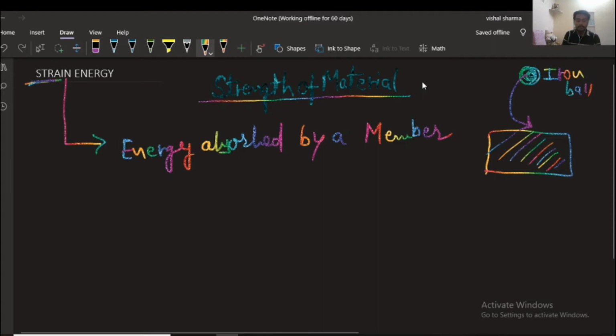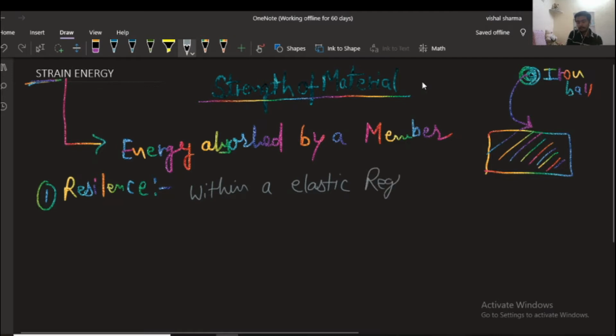Now the strain energy can be further divided into different types. The first one is the resilience. The resilience is basically the energy absorbed by the member within an elastic region. Within an elastic region is called the resilience.